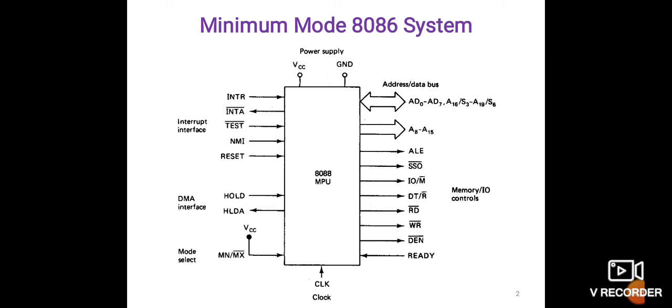And here you could see the pins associated with the interrupt interface, the DMA interface pins, and the mode selection, whether it is in minimum mode or maximum mode. And here we have the address and data as well as the status lines. And we have certain essential signals which are related to the memory and IO operations.